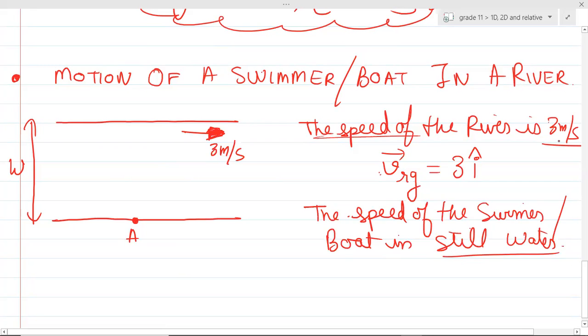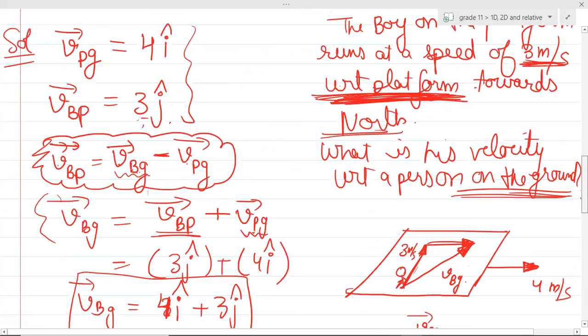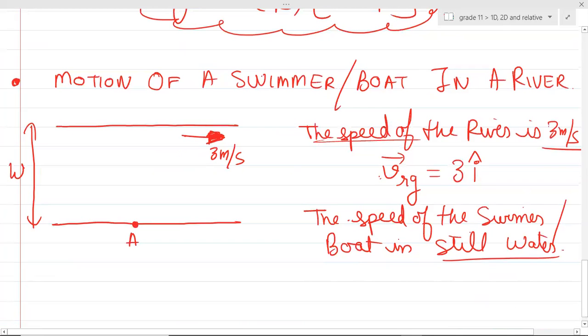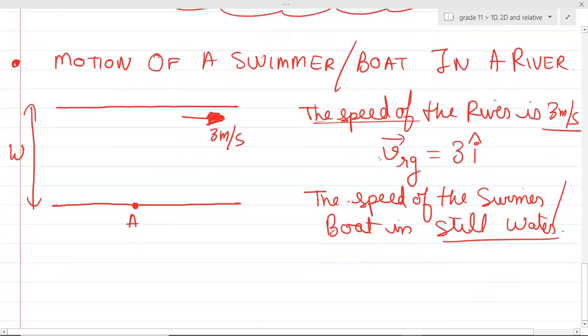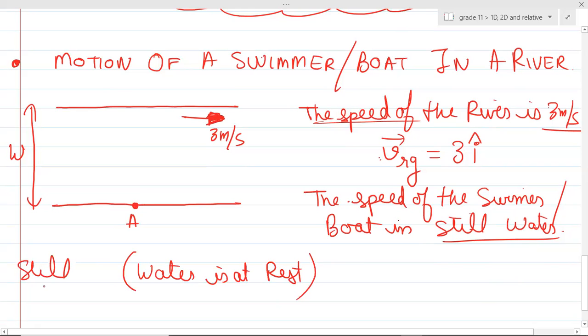The speed of the river, guys, they will give you this data: the speed of the river is this much. The speed of the swimmer or the boat in still water. What do you mean by still water? If it is still water, that implies the water is at rest. Yes, simple logic. But please remember the physical significance of this.